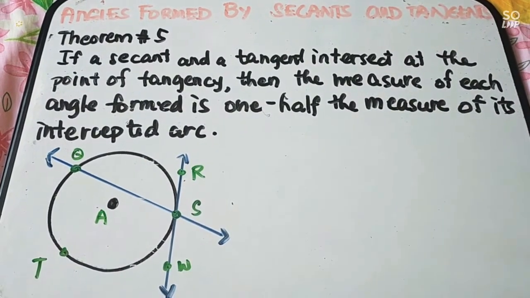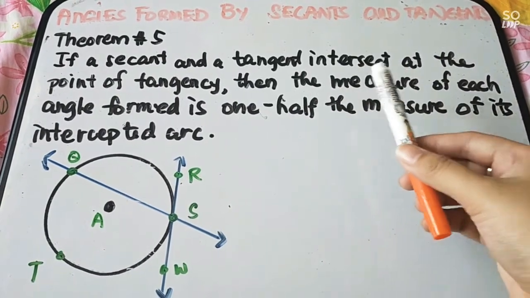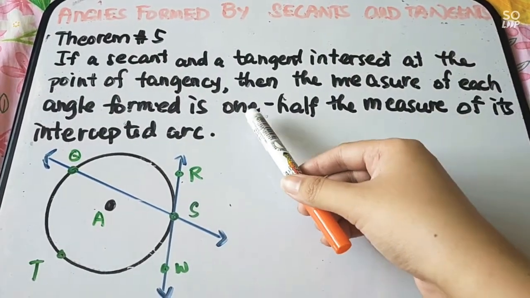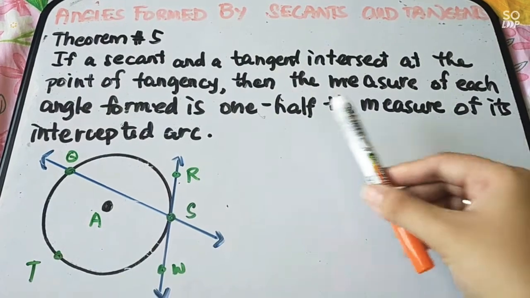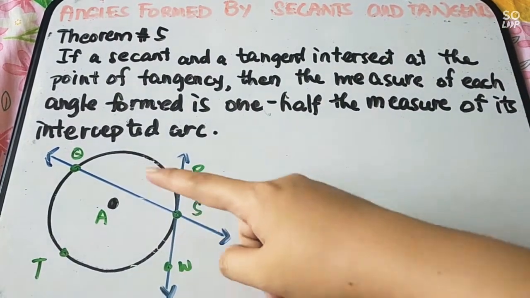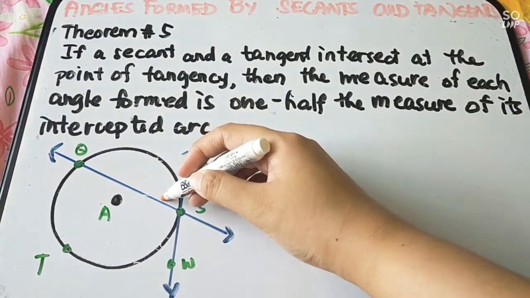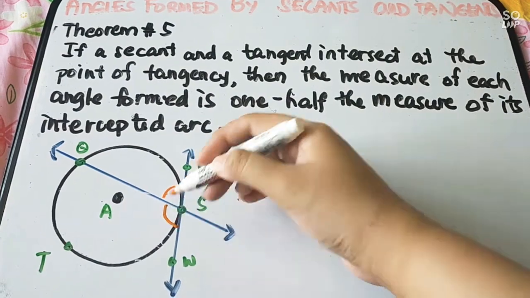Sa point of tangency naman siya nag-intersect. So, sabi dito, the angle formed measures is 1/2 the measure of each intercepted arc. Okay? So, meron ditong dalawang na-create na angle. Ito yon. Itong angle na to at saka ito.